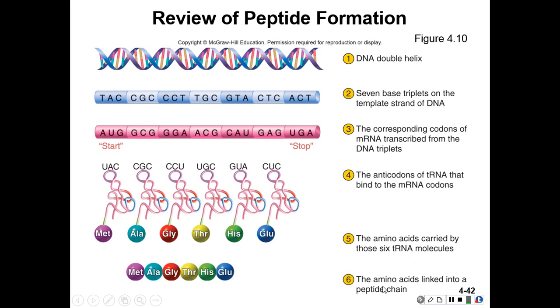The last step is the amino acids linked into a peptide chain. So these are the amino acids that are linked together that will pass through the rough endoplasmic reticulum. So this is just a review of a summarized portion of what happens from DNA transcription to translation. Okay.